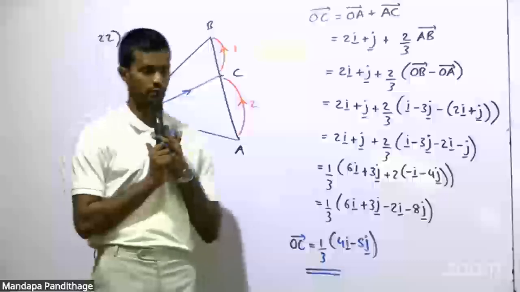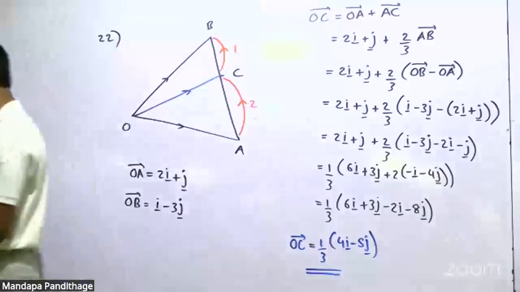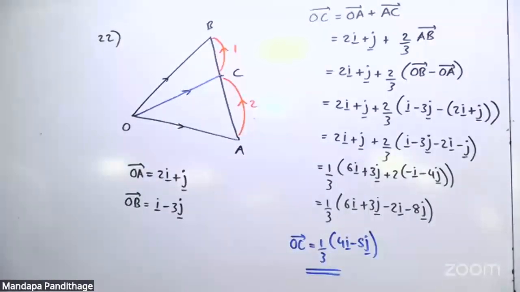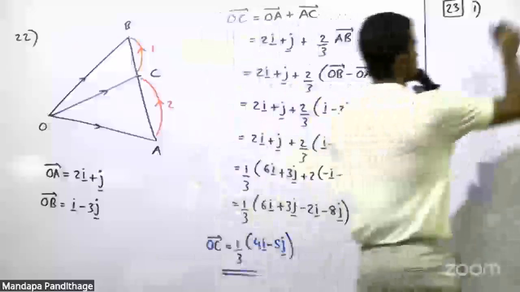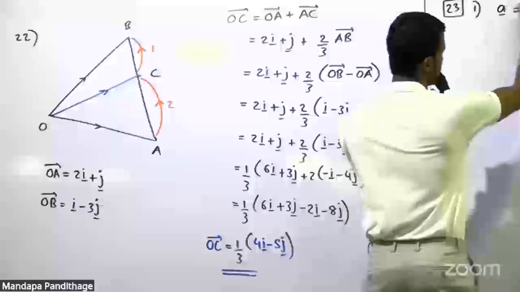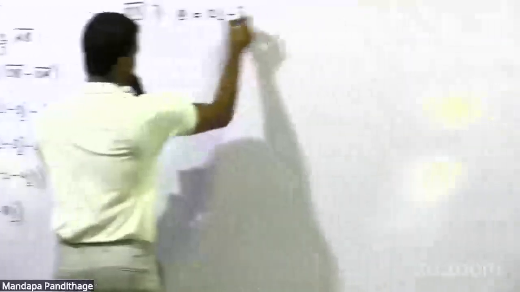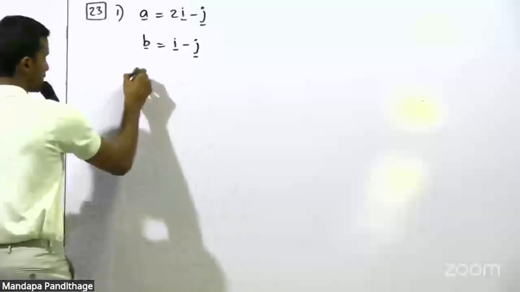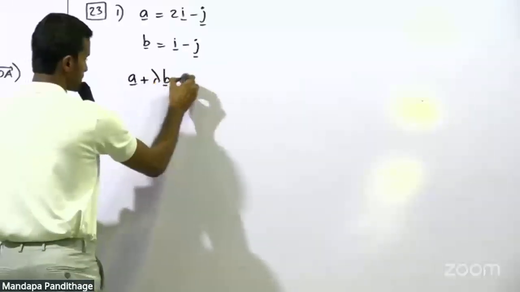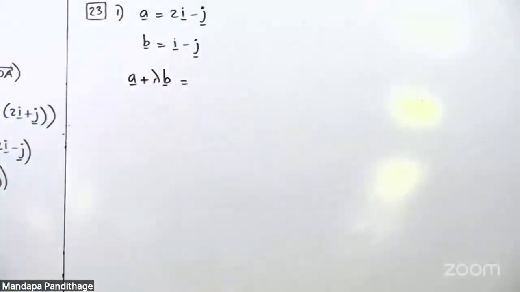Okay, try the 23rd one. First question. Okay, now look at this. The two vectors are 2i minus j and i minus j. So they are talking about this vector a plus lambda b, and they have given that this vector is parallel to the direction, parallel to vector i.